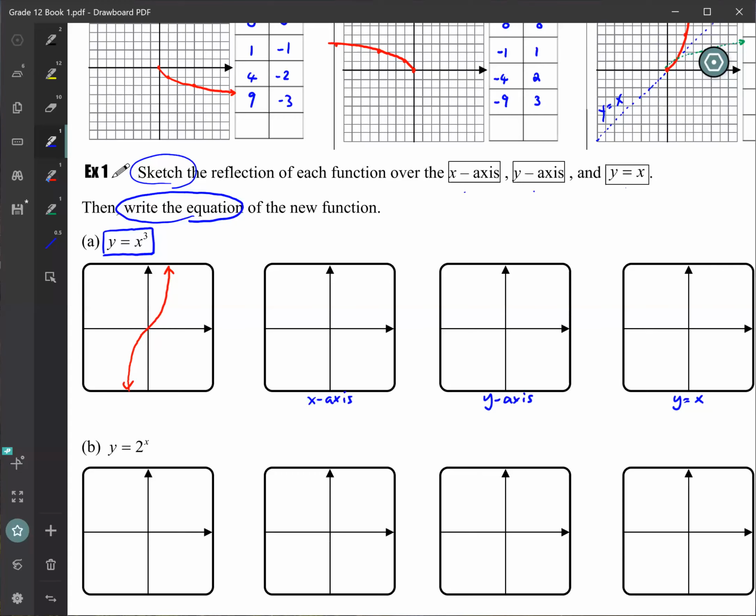Try your best, okay? Don't leave it blank. Just make a guess if you have to. Just think about what it might look like. Even if it's wrong, you can learn from it.